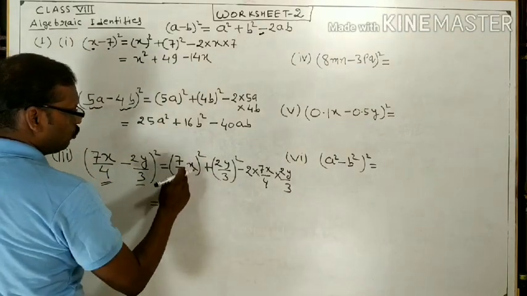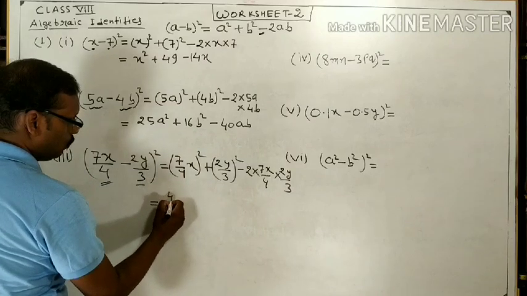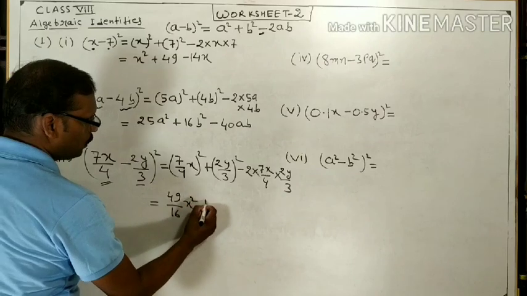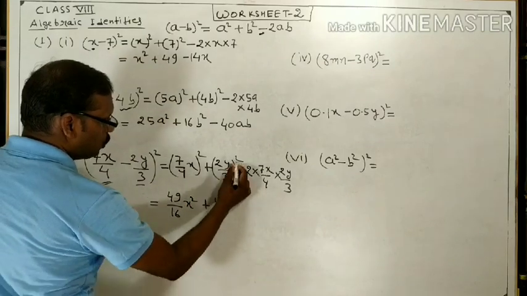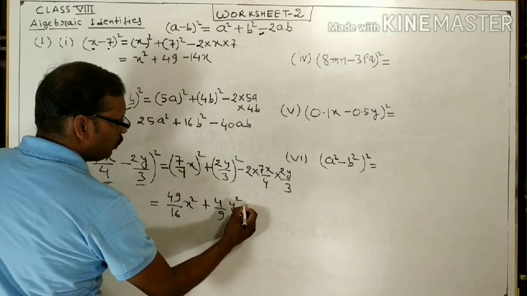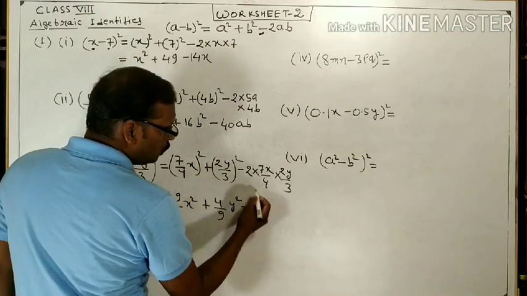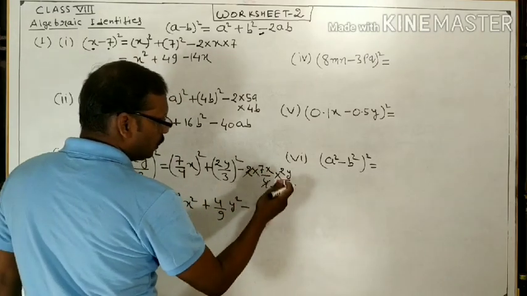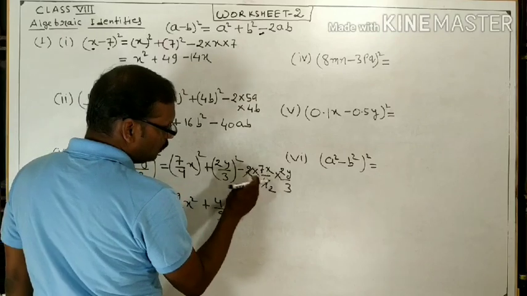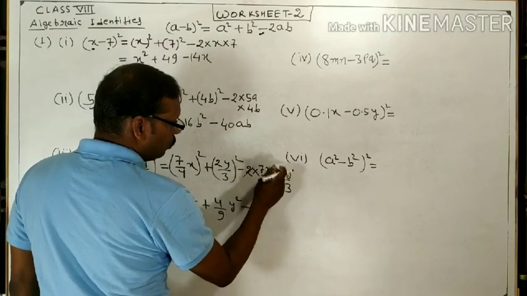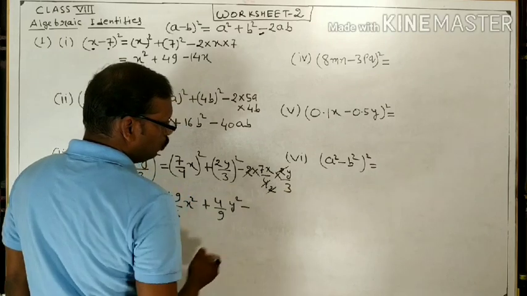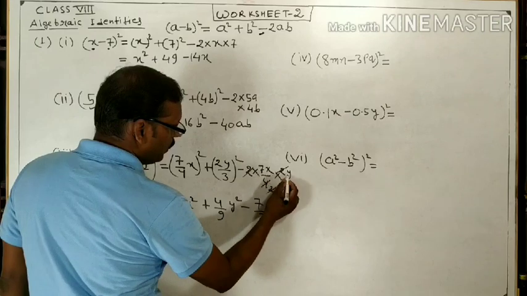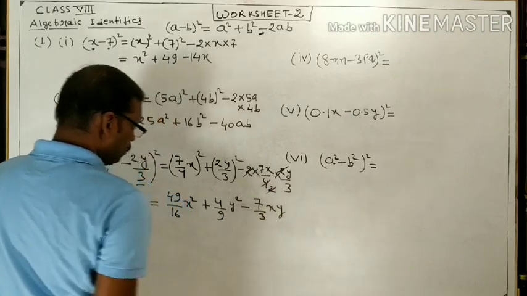Solve the whole number. (7 by 4) square means 7 square, 49, by 4 square, 16, x square plus 4 by 9, 3 square, 9, y square minus 2 into 7 by 4 into 2 by 3. Convert into standard form. If you can cancel the numbers, you may cancel: 2 fours are 4 and 2 ones are 2. So we are left with 7 by 3 x and y, xy. So this is the required answer.